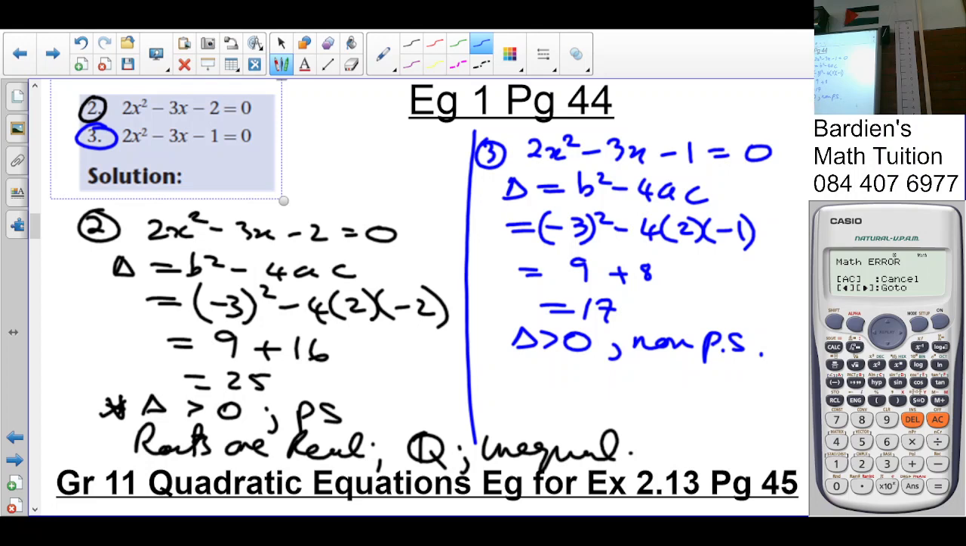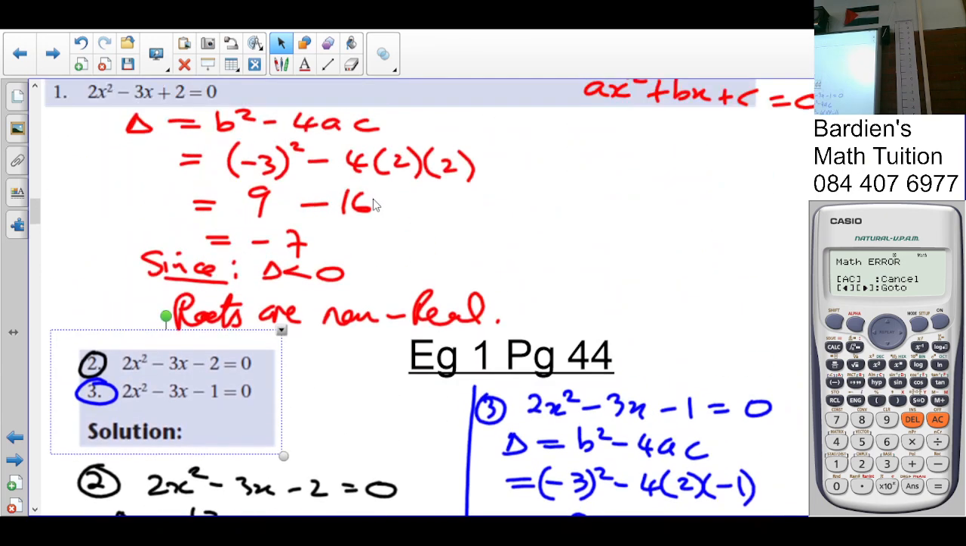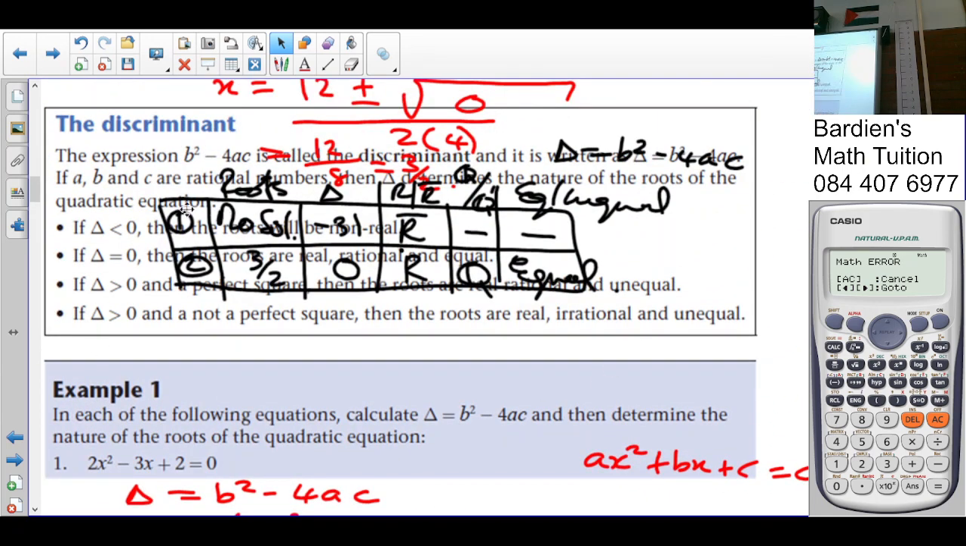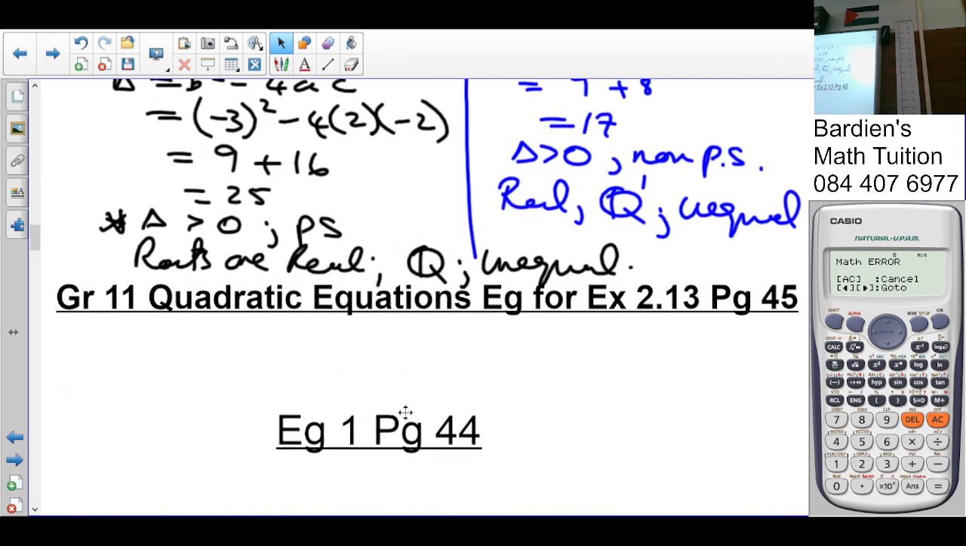Alright, so are the roots real? Yes, it's real. It's irrational because it's a surd now, and it's unequal. Okay. It's just always coming back to this summary that was made with regards to delta. Okay.